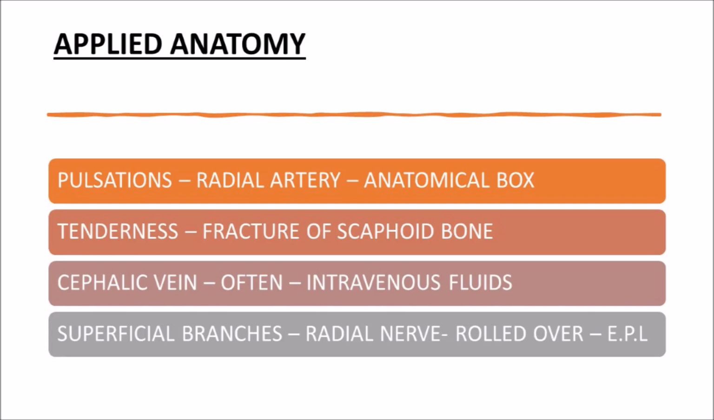Let us move on to its applied anatomy. The pulsations of the radial artery can be felt in the anatomical snuff box. Tenderness in the anatomical snuff box indicates fracture of the scaphoid bone. The cephalic vein at this site is often used for giving intravenous fluids. The superficial branches of the radial nerve can be rolled over the tendon of extensor pollicis longus.